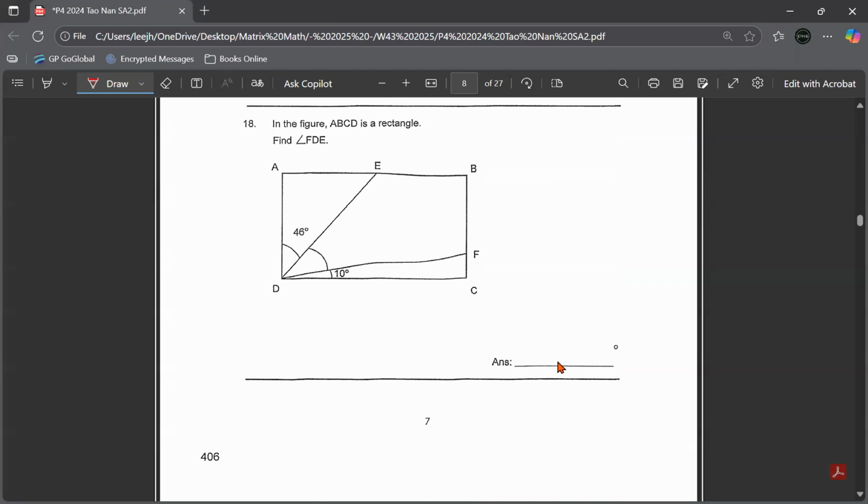Question 18. In the figure, ABCD is a rectangle. Find FDE. Where is FDE? Is there an E here? Okay, FDE. So it's this one. I'll find this one. You know that this whole thing is actually a right angle, which means 90 degrees, right? So I have to take away 46 and 10. So 90 minus 46 minus 10, your answer will be 34. Answer is 34 degrees. Degrees is given, so you just fill up the answer.